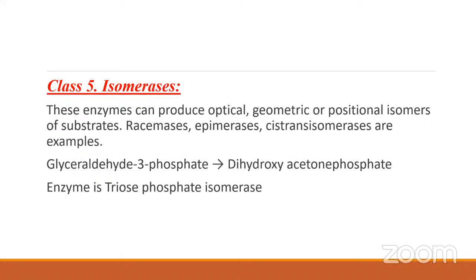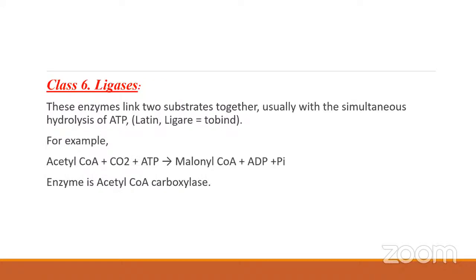Now class 5 is isomerases. As the name itself says, it produces optical, geometrical, or positional isomers of substrates. The examples here are all from glycolysis: glyceraldehyde 3-phosphate converting into dihydroxyacetone phosphate by the action of the enzyme triose phosphate isomerase. Now the last class is ligase. Ligase means to link, to bind.